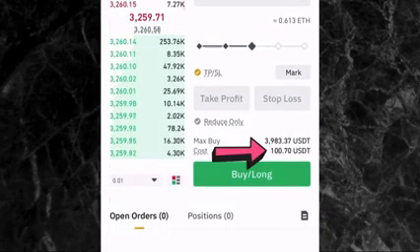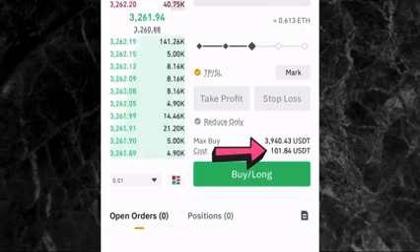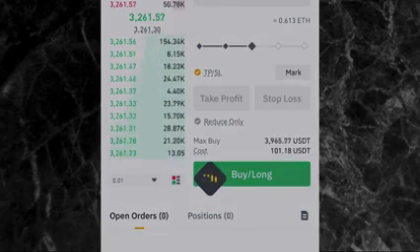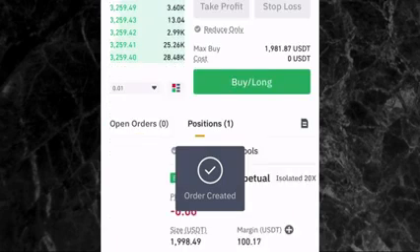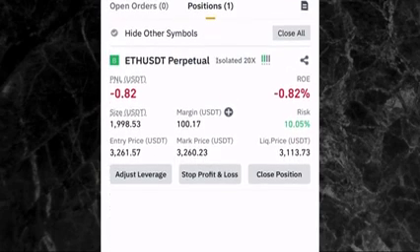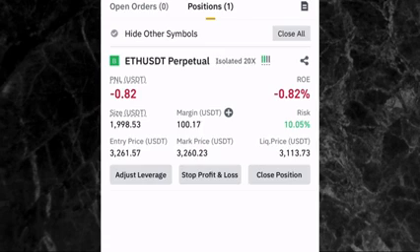And then once you come down here, you see the cost is $100. So you're entering this trade with $100. And then once you tap on buy or long, the trade will be open. So once you tap on position, you will see your trade under position. So you can see it right here under position.